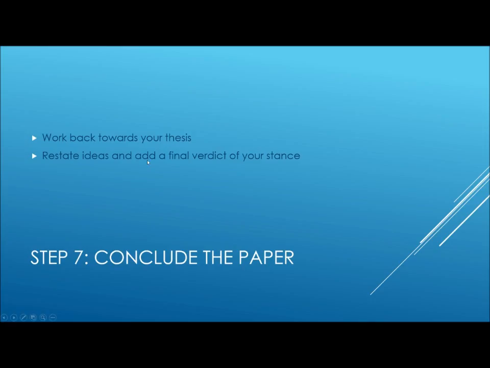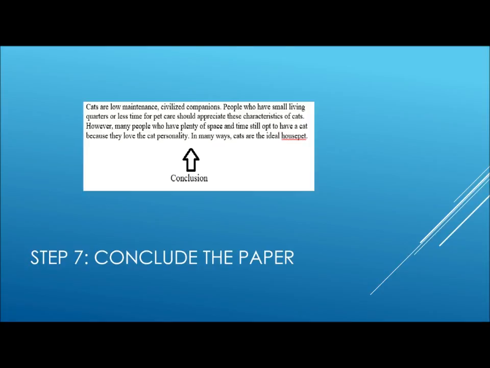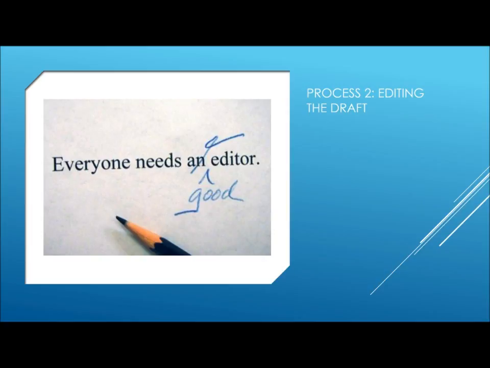Step 7 is to conclude your paper. Your conclusion should loop back around to your thesis and restate the ideas that you've chosen to express throughout your paper. Now that finishes up process 1. Now we're going to go process 2, editing the draft.